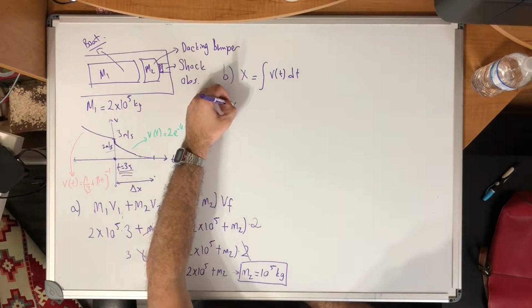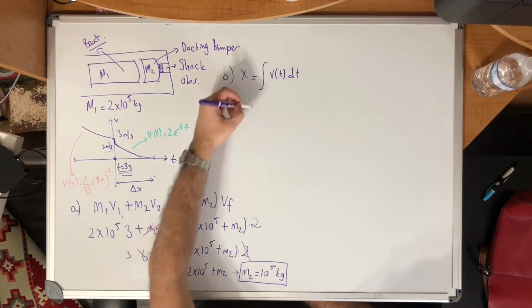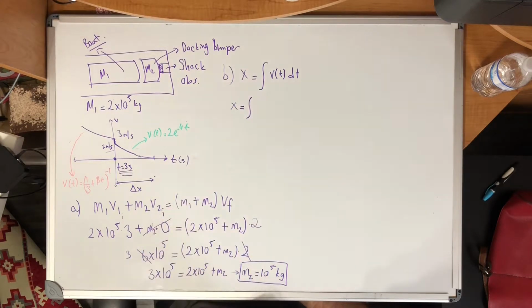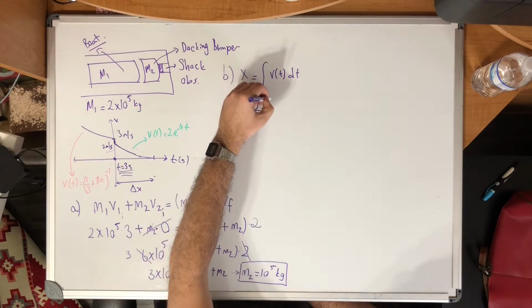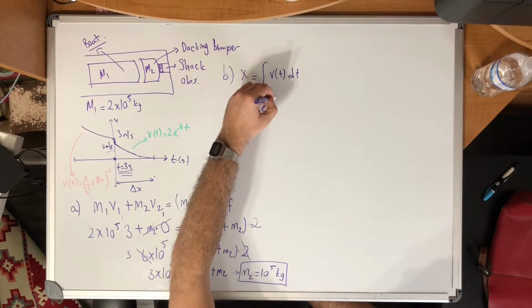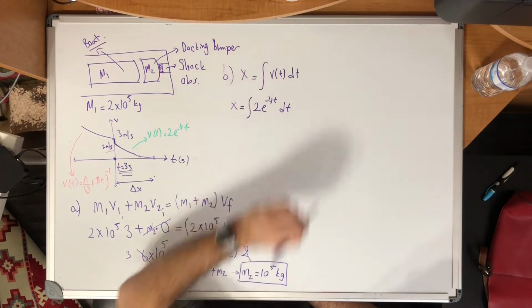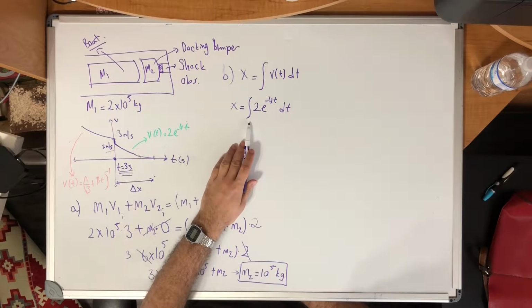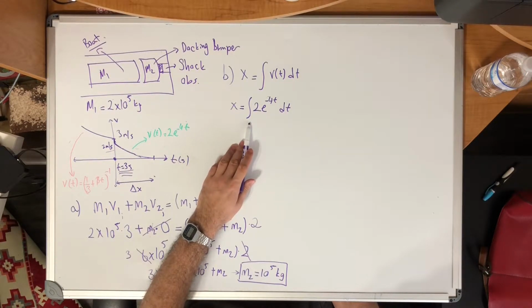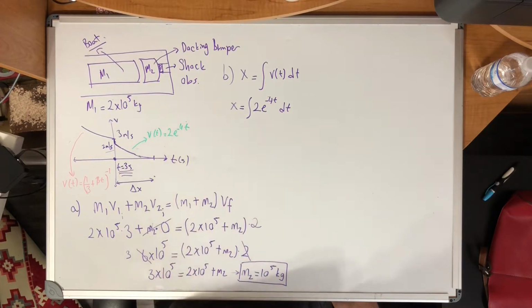Alright, let's see, x will be equal to what? So we are going to put our integral, and then we're going to have 2 times e to the power of negative 4t dt. Alright, so that is an important part of the question. So now we need to decide my time interval. Alright, so it's really critical that we plug in the numbers correctly.